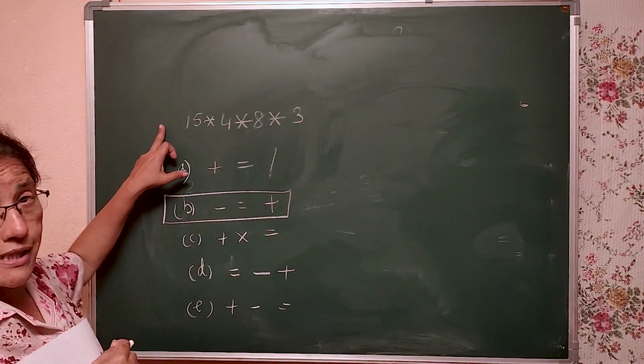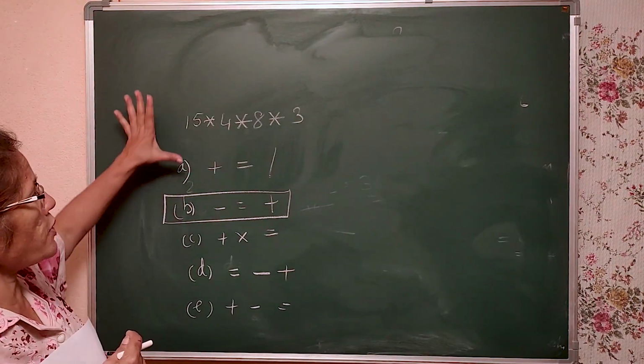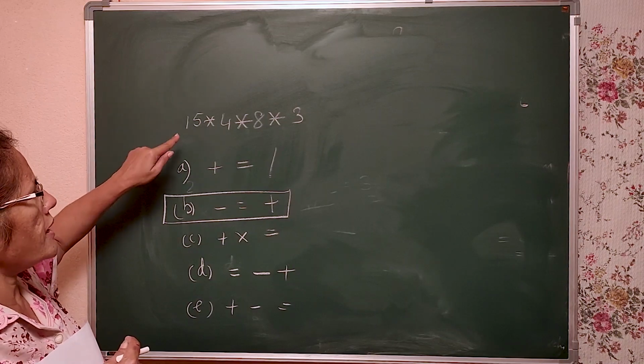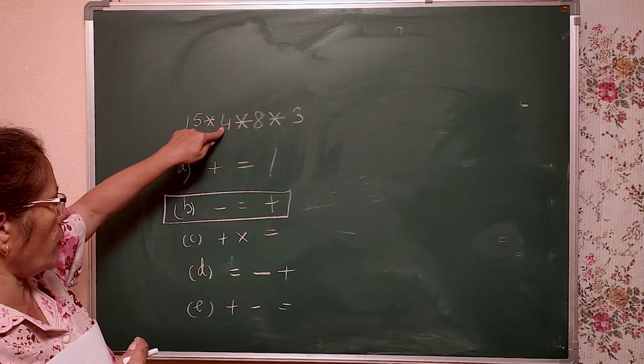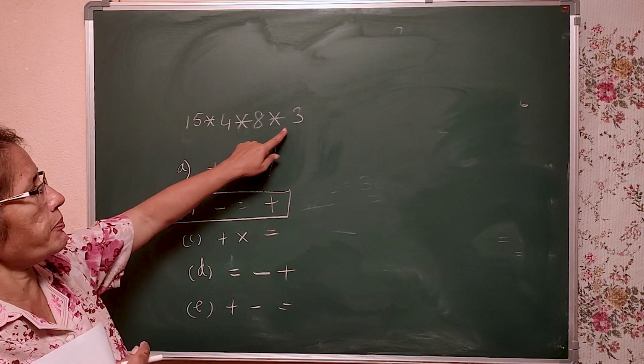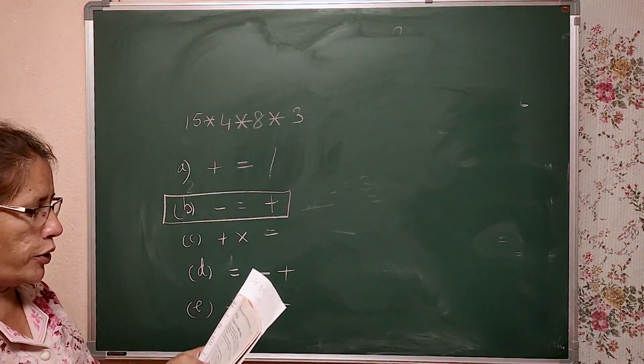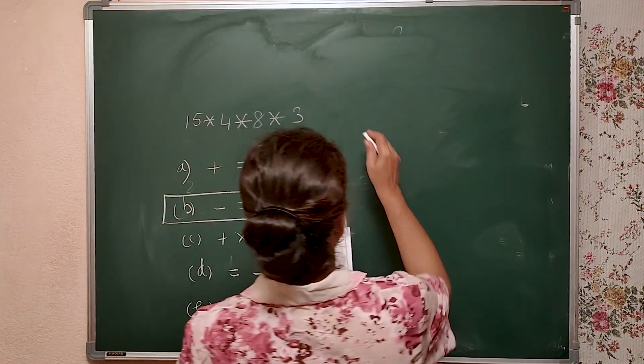That is the example I have given. As soon as you look at it, you should be able to write down 15 minus 4 is equal to 8 plus 3. Now let me do the second problem.